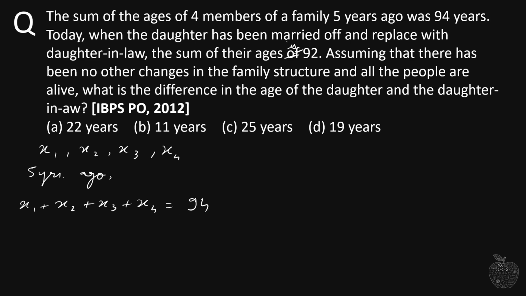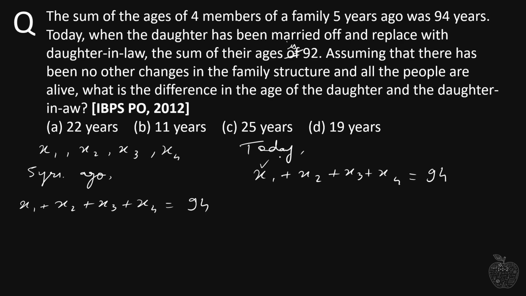First of all, this is 5 years ago, so let's see what is the sum of their ages today. Now what is the sum of their ages today? x1 plus x2 plus x3 plus x4 will be what? We know that 5 years ago it was 94, but now in this 5 years all of their ages must have increased by 5, right?